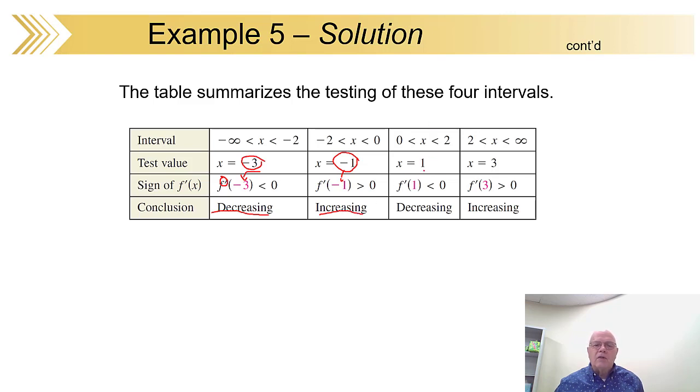Third interval, they picked a 1, another obvious choice. Your derivative turns negative. That means your function is decreasing in that area. And then last of all, in the fourth interval, 3 is an easy choice. I mentioned 10, it doesn't matter, just so it's in the interval. And check to see whether it's positive or negative. In this case, it would be increasing, so your function is increasing.